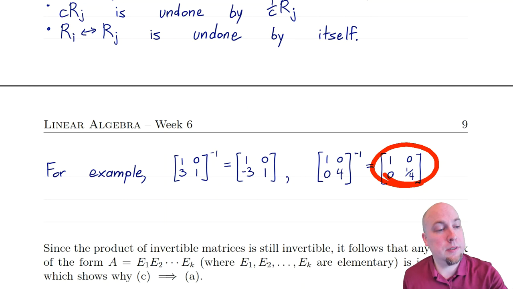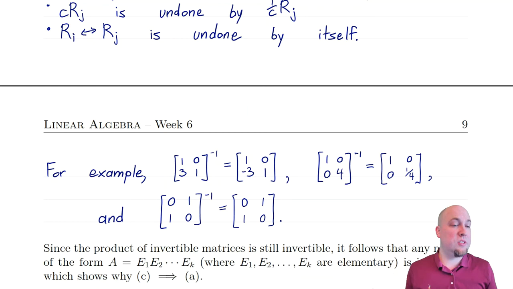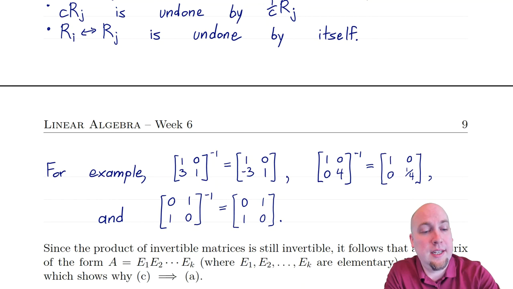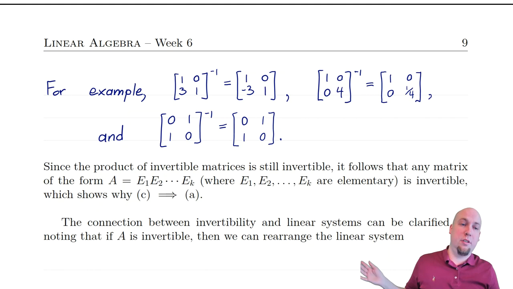And similarly for the swap row operation, okay? This matrix here swaps rows 1 and 2. The inverse of it is just itself, right? Swap row operations are undone by themselves. So it's undone by just swapping row 1 and 2 again, okay? So elementary matrices are always invertible, okay?